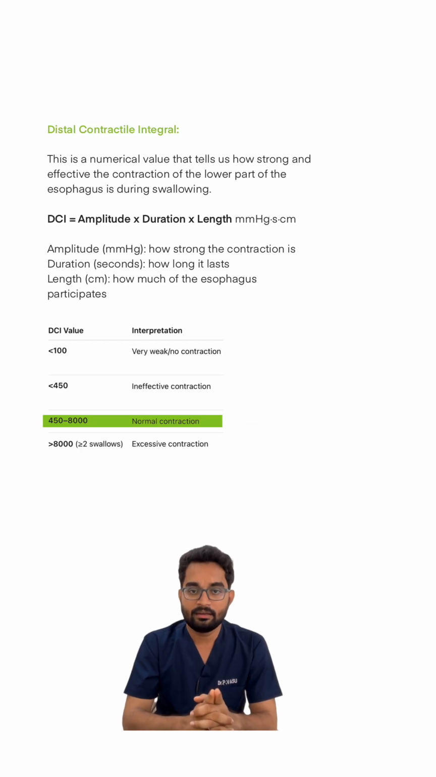Distal contractile integral is a numerical value that tells us how strongly the lower end of the esophagus is contracting in order to expel the food into the stomach. Normal range of DCI is from 450 to 8000. If the DCI is less than 100, that indicates there is no peristalsis or very weak peristalsis. If the DCI is less than 450, that indicates ineffective peristalsis. 450 to 8000 is normal. And if the DCI is more than 8000, that indicates excessive contraction.